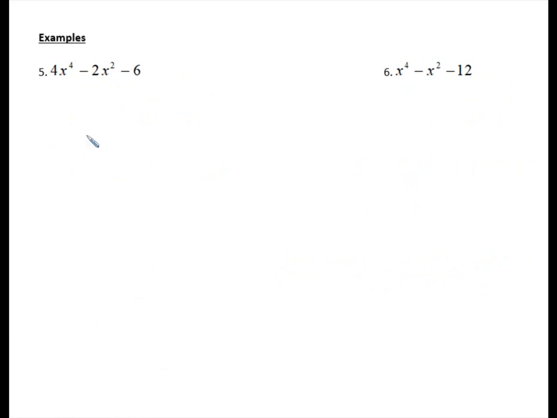Remember, when we're factoring, we're still always looking for a GCF. So number 5 here, I do recognize the GCF, so I'm going to take that out. It's going to be 2, right? So I get 2 times x to the 4th minus x squared minus 3. Then I recognize this looks like it's in quadratic form. I've got this x to the 4th here, and then this is x squared in the middle.